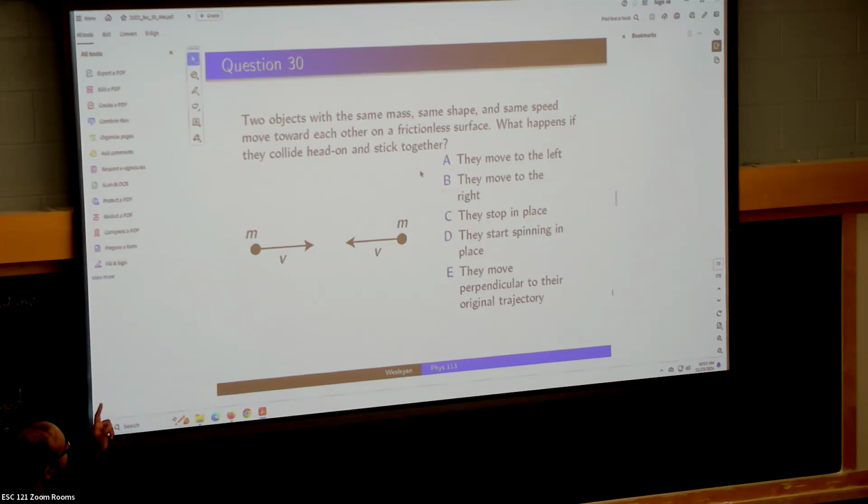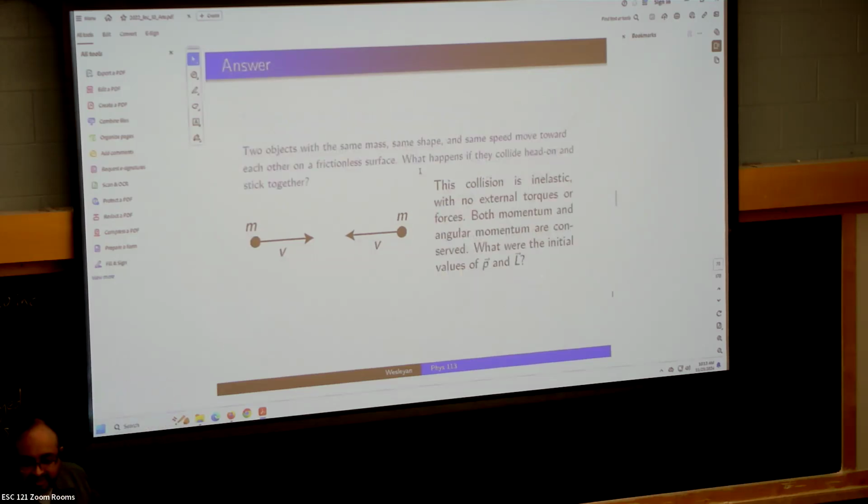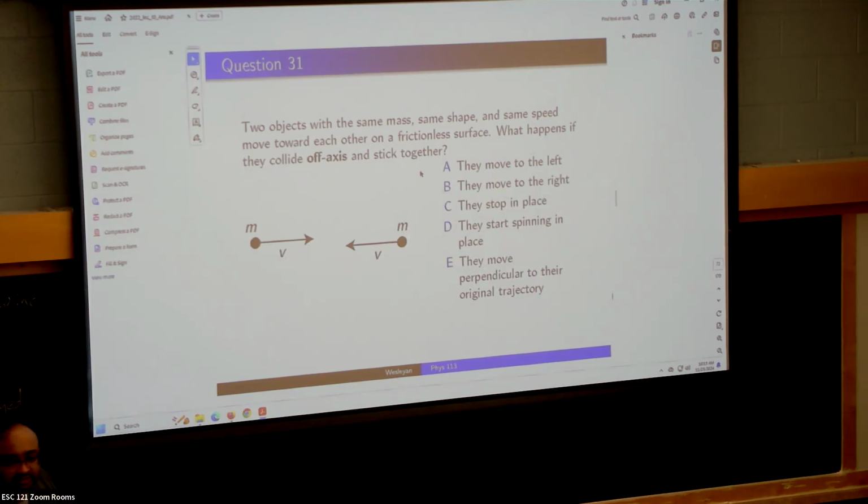All right, so total momentum here is 0, and it's a totally inelastic collision. They stick together, final velocity is 0. Okay. What about this case? So don't think of these as point masses, think of them as slightly larger circles. And they collide, but they're colliding off axis.